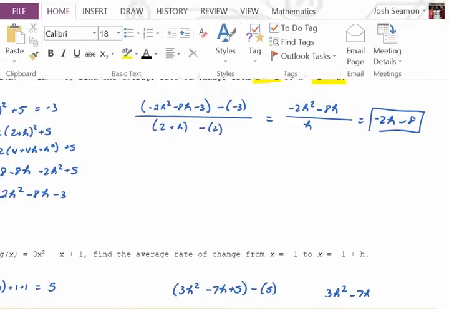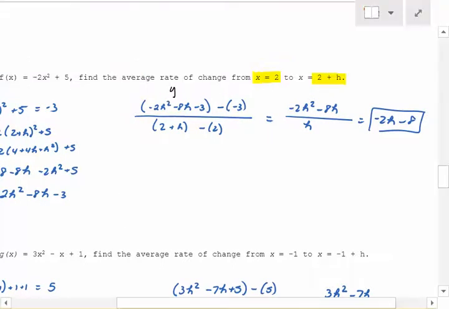You have y2 minus y1 over what? x2 minus x1. You just do the subtraction. What's going to be in your answer, most likely? You're going to have some h in there somewhere.